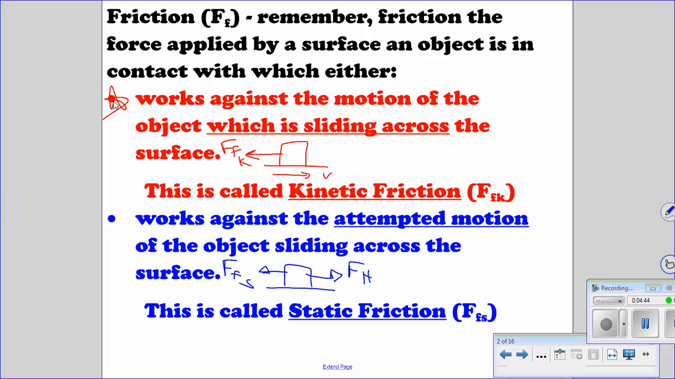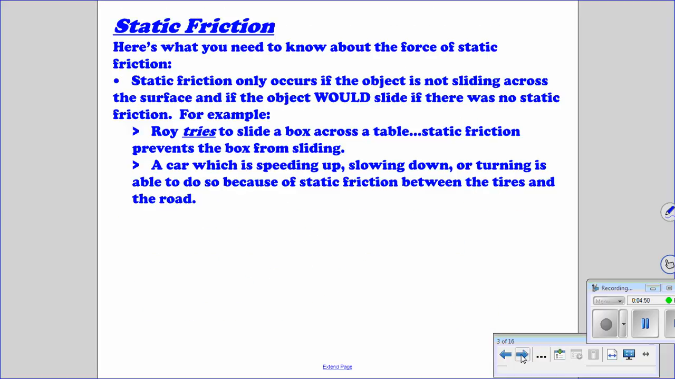All right, now, the thing I want to caution you about, well, I'm getting ahead of myself. Those are the two types of friction. Here are some things that you need to know about static friction. First of all, static friction only occurs if the object is not sliding. I want to emphasize this word sliding across the surface. But the object would slide if static friction wasn't there.